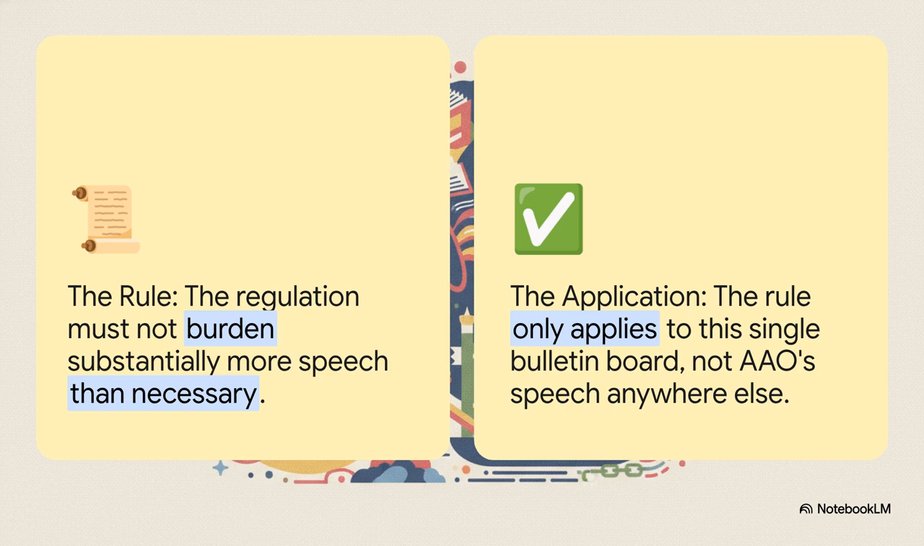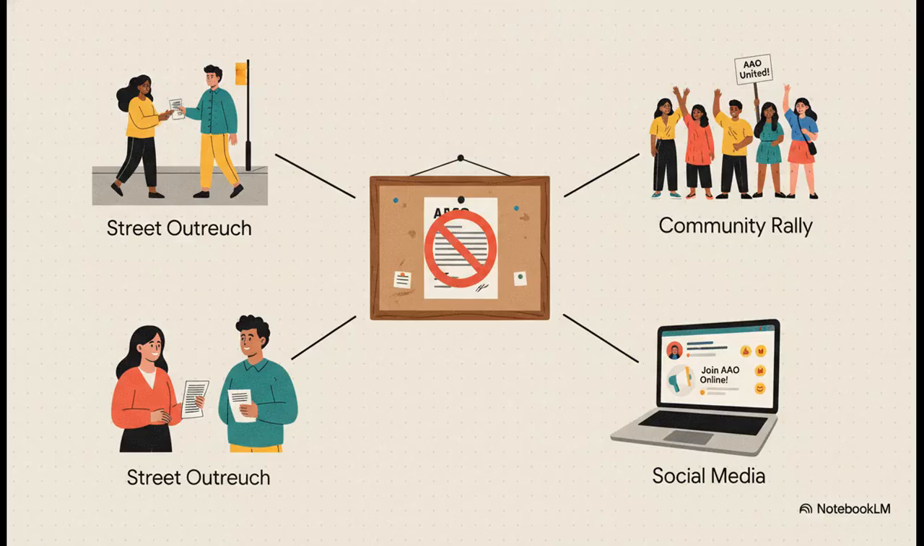It shouldn't restrict way more speech than necessary to achieve its goal. And this rule is pretty specific. It only applies to this one bulletin board in the whole city. It's not telling the AAO they can't speak anywhere else. It's a very targeted solution. So part 2 is another pass. And that brings us to the final piece of the puzzle, part 3. Does the rule leave open ample alternative channels for communication? In other words, is the city completely shutting down the AAO? Not even close. They can still hand out their flyers on the sidewalk. They can hold a rally. They can post all over social media. There are tons of other ways for them to get their message out. And with that, the rule passes the third and final prong.